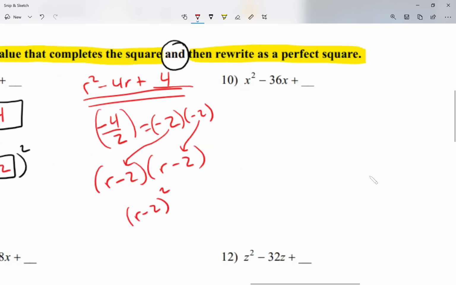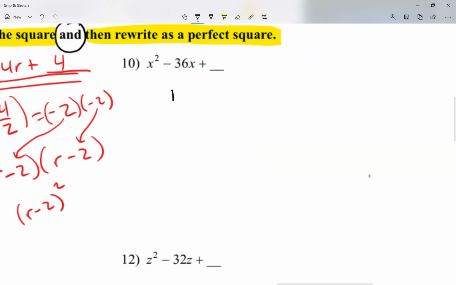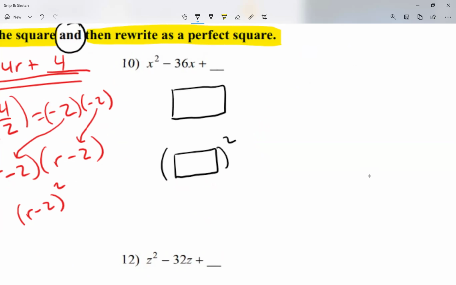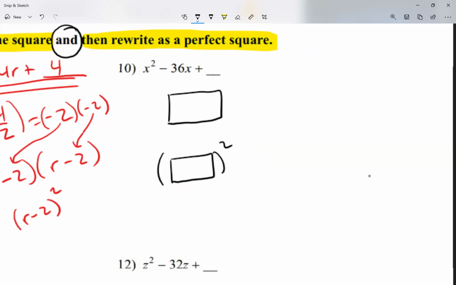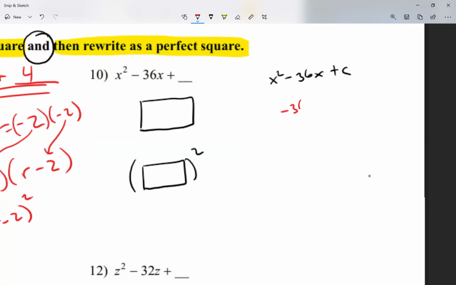Let's take a look at question number 10. I know I have to answer two things. There's a value that completes the square, and then there's a parentheses squared, and it's asking me to complete the inside of the parentheses. So the way I do this, I'm looking at this as x squared minus 36x plus c. Kind of like how the work from yesterday looked like. And then I think of the half of -36. The half of -36 happens to be -18. -18 squared, so -18 times -18 happens to be 324. So that is the value that completes the square. So my first answer here is 324.